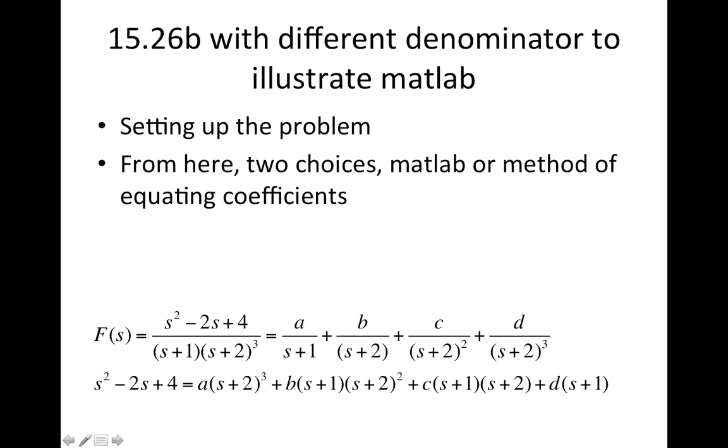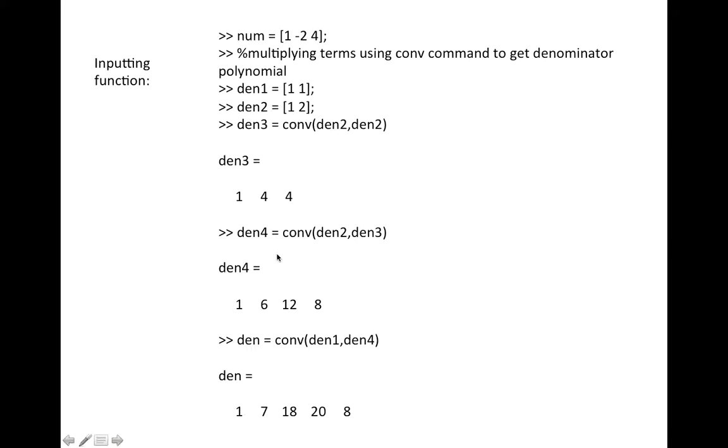Now, from this point, because you have so many powers of s, you would want to multiply this all out and use the method of equating coefficients if you were going to solve this by hand. The reason is that because you have a cubic root here, you could pick s equals minus 1, you could pick s equals minus 2, then you'd have to pick two other values of s in order to solve for all four of the unknowns in the problem. But what I want to do here is use this as an example of how to use MATLAB.